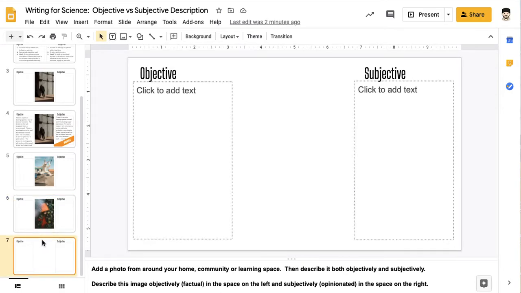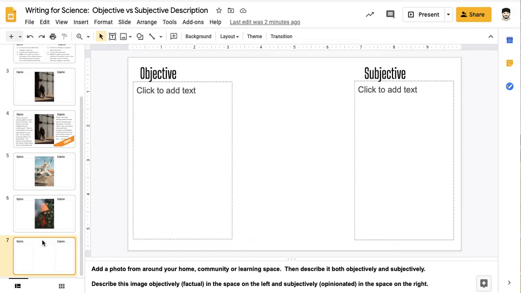And then finally, find an image of your own. Either go around your community, go around your home, take a photo, try to describe it objectively, but also describe it subjectively. This is a great exercise if you like to do a lot of work with automotives and you would like to work with engines. Take a picture of a dirt bike, of an ATV. Take a picture of, if you like to fish or hunt, take a picture of your fishing rod.